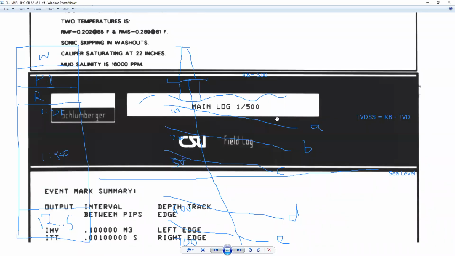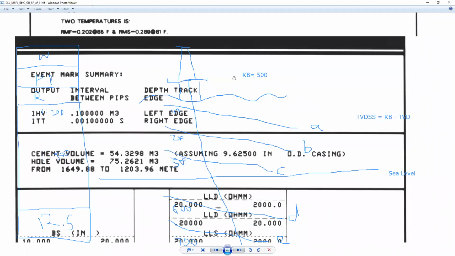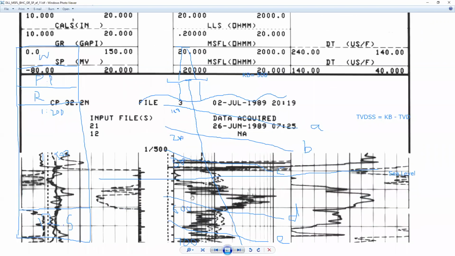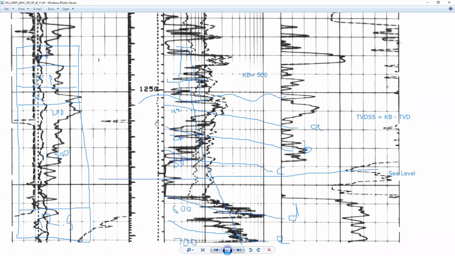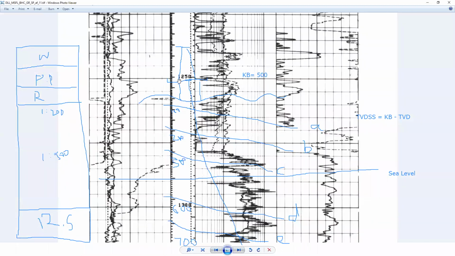The main log's first scale is 1:500, meaning one horizontal line shows 5 feet or 5 meters, whatever unit you have. You can confirm that it is 1150, 1250 and 1300. 1, 2, 3, 4, 5, 6, 7, 8, 9, 10. It is 10 divisions for the 50 feet. It means the horizontal line is showing the 5 feet or 5 meters interval.